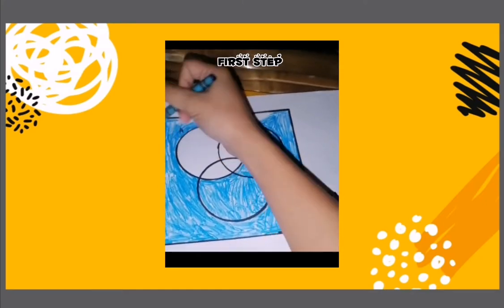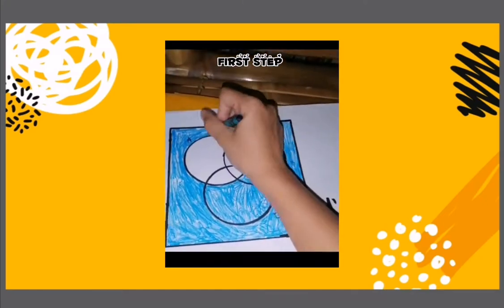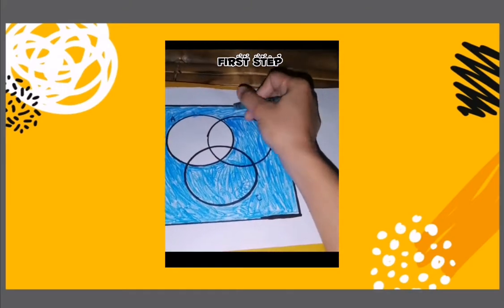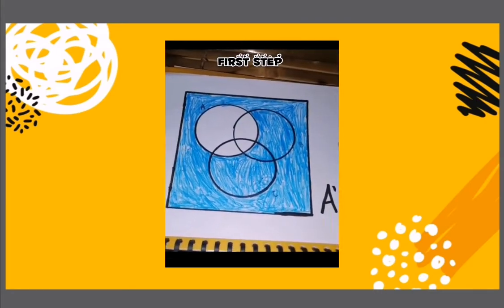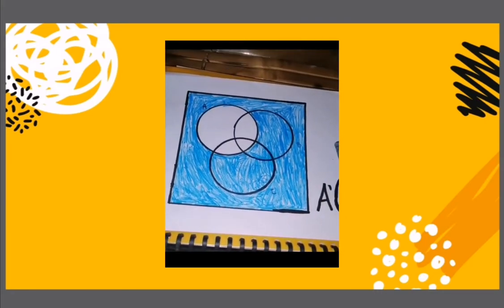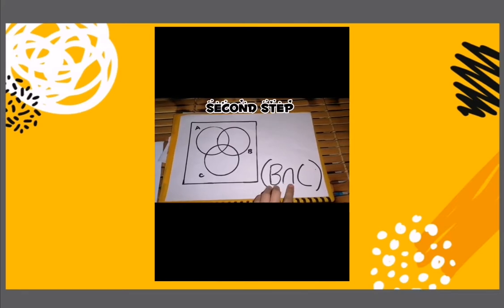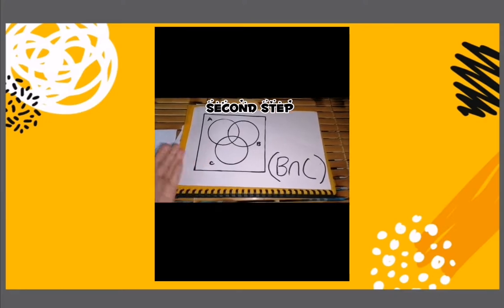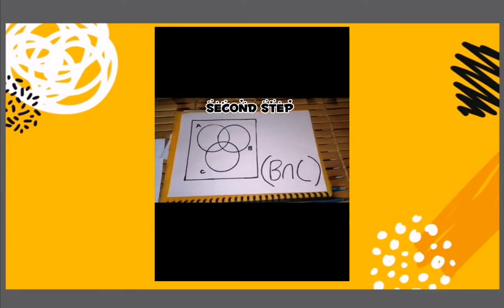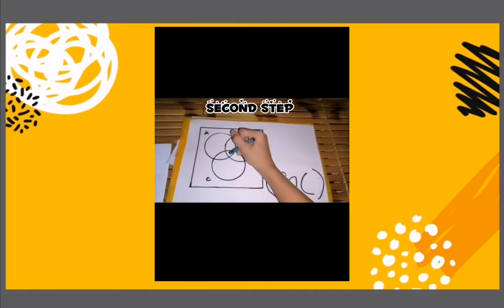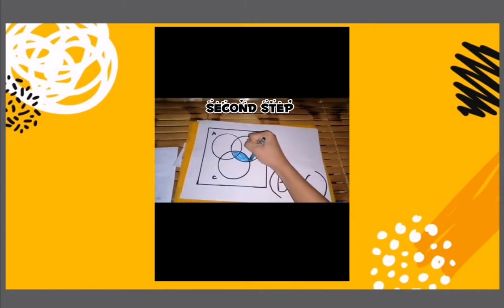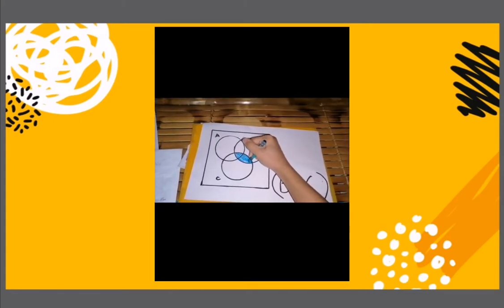After we shade this region, let's go to another problem, which is B intersection C. So we are going to shade the region between B and C, which is their intersection.